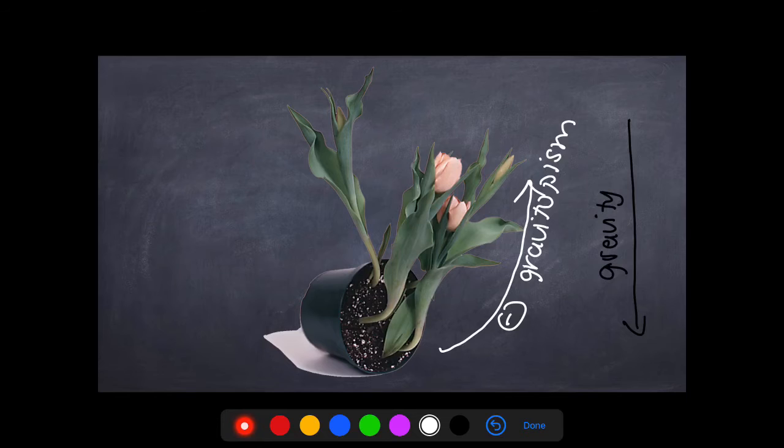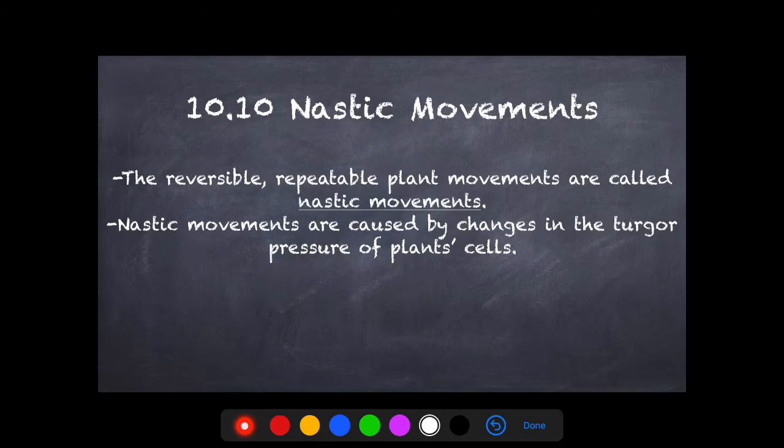But what do you think is going to happen to the roots? The roots are actually going to start to grow this direction. And therefore, if they're going in the same direction as gravity, they're going to show positive gravitropism, which is really, really cool how gravity does affect the growth of plants.